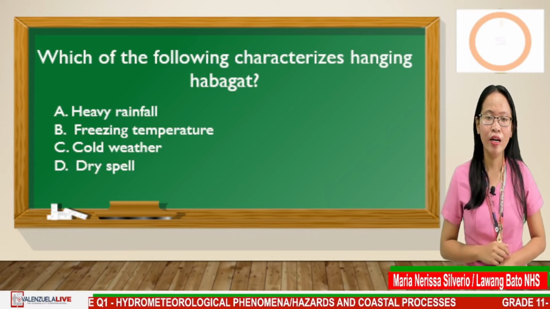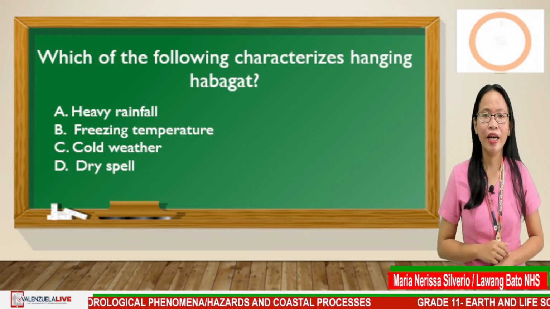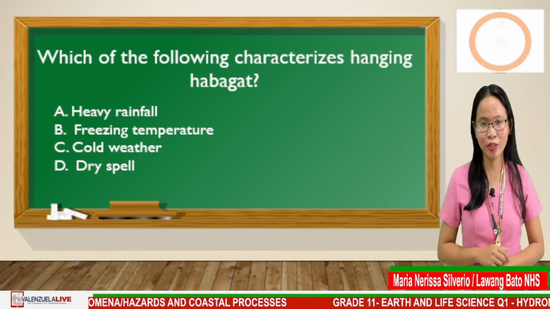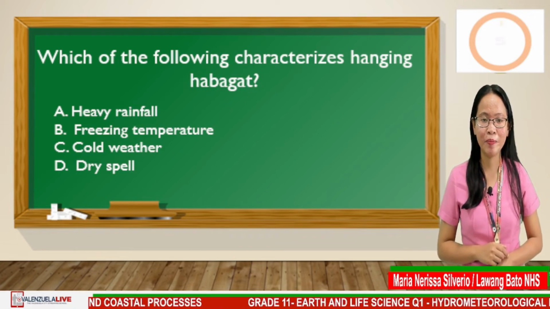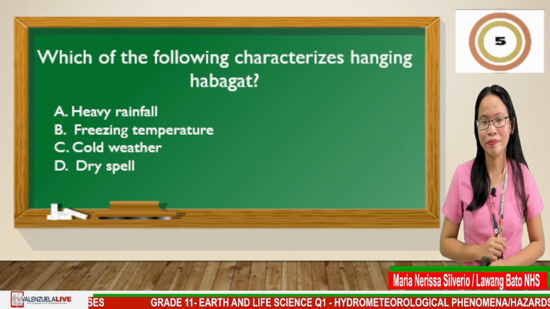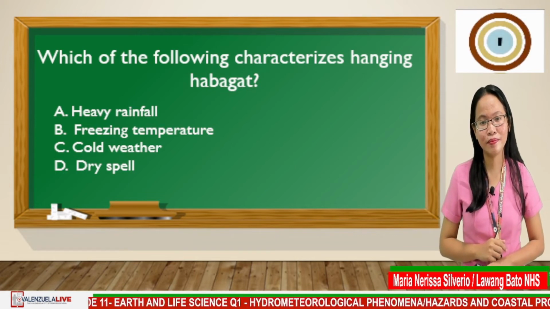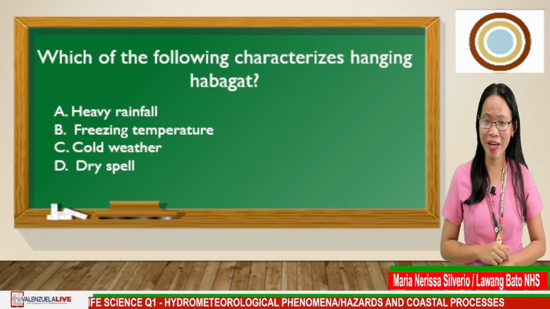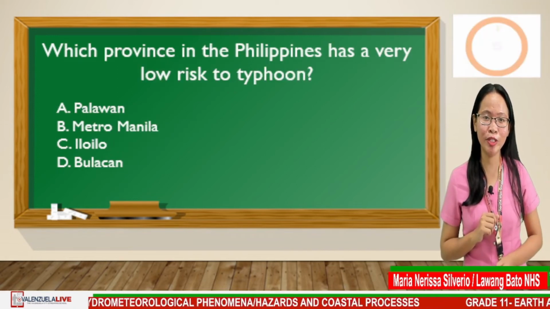Number 1. Which of the following characterizes hanging habagat? A. Heavy rainfall. B. Freezing temperature. C. Cold weather. D. Dry spell. You have 5 seconds to answer. If your answer is letter A, you are correct. Let's proceed to number 2.